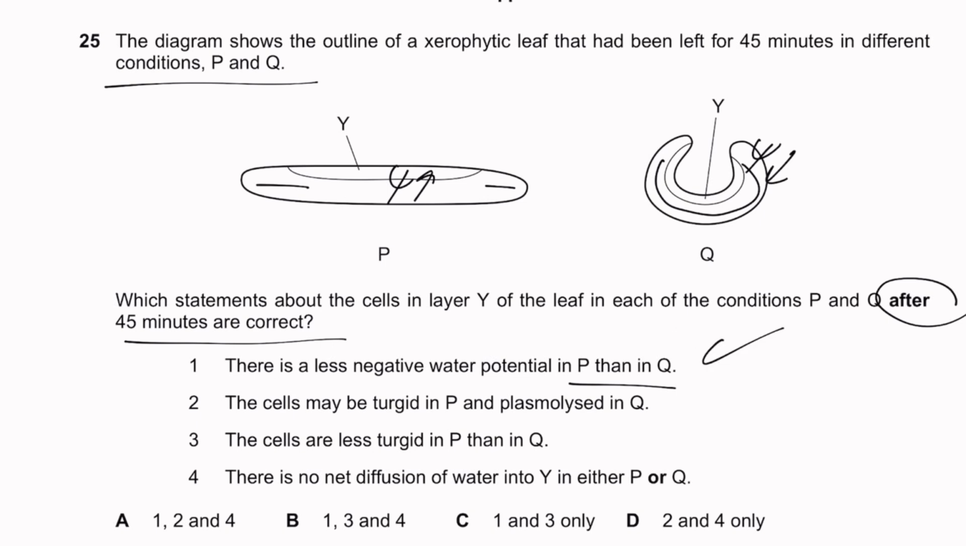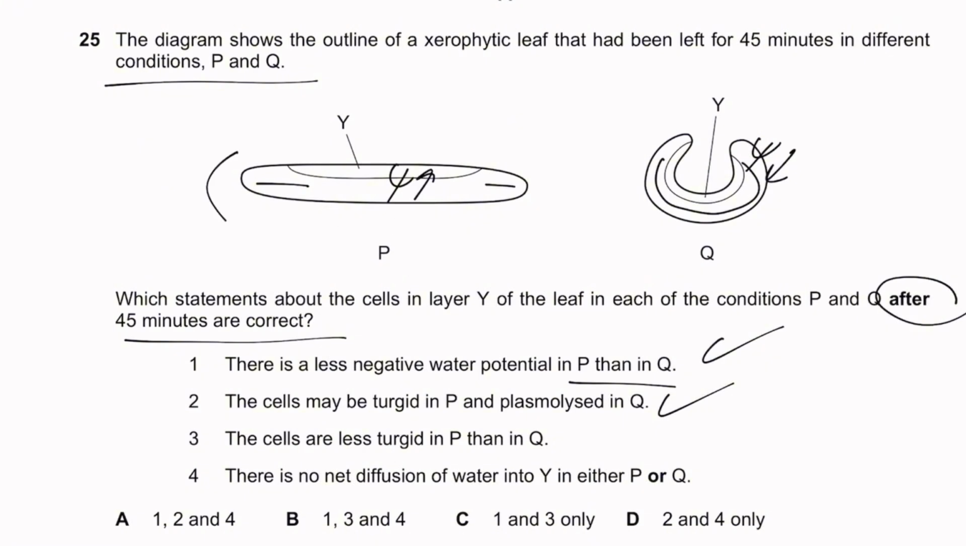So this means that it's more negative, whereas here the water potential is higher. Okay, the cells may be turgid in P and plasmolysed in Q. Yes, the cells here have been placed in a dilute solution, they're going to be turgid. Cells here in a concentrated solution would be plasmolysed. Cells are less turgid in P than in Q. No, cells are definitely more turgid in P than in Q.